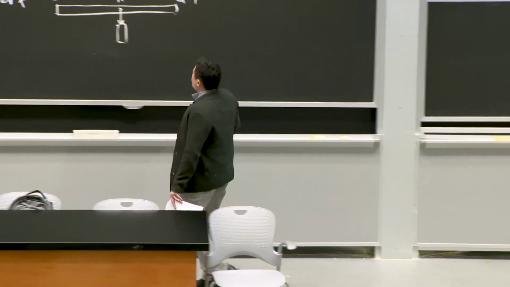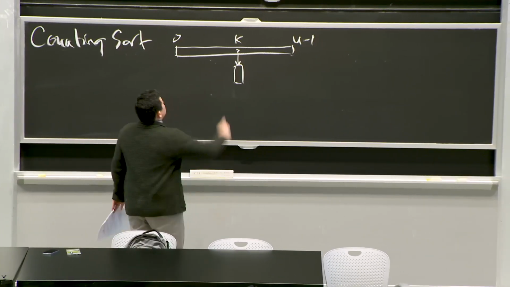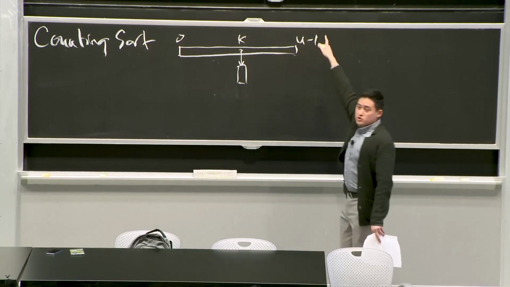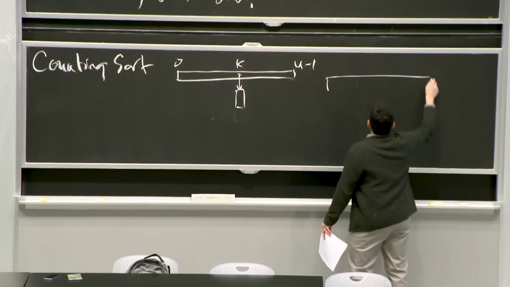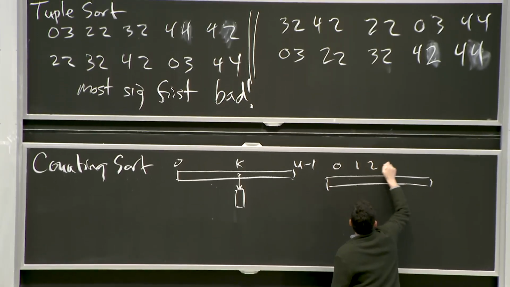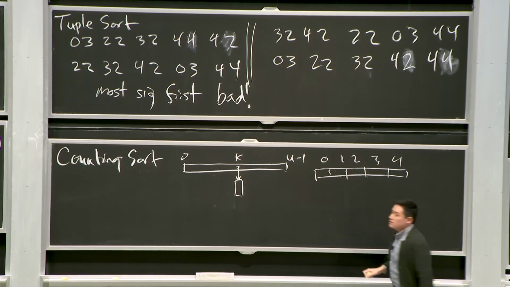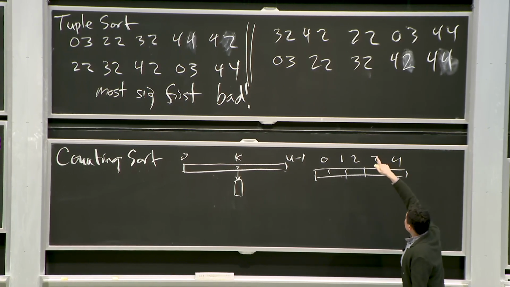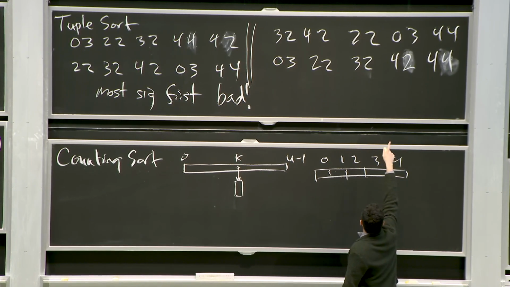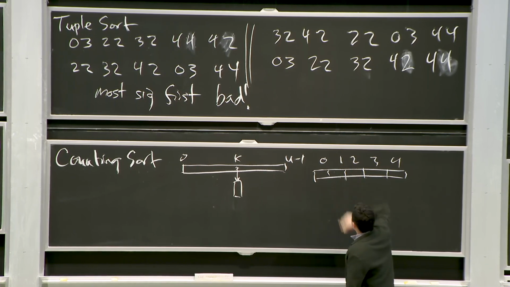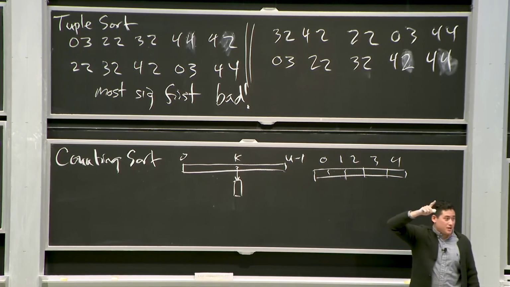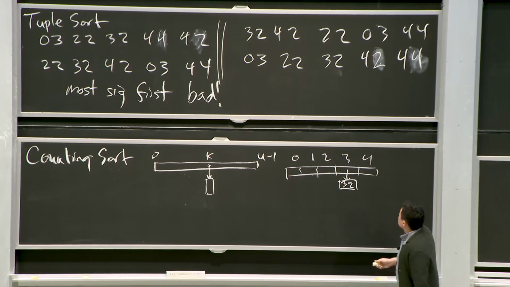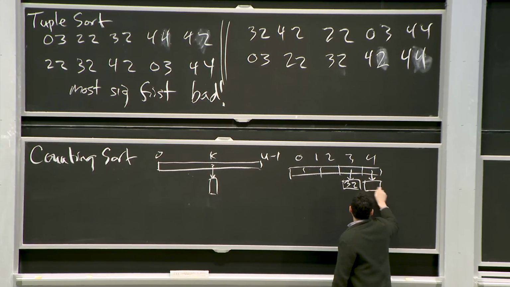So for this example, I'm just going to do this last step from the first row to the second row. I'm going to have this direct access array with 0, 1, 2, 3, 4 on the slots. So how am I going to do this counting sort now? I have 32, 42, 22, 03, and 44. I'm going to take the first one, 32. I'm sorting by the most significant digit. I stick it here. 32. And then 42.